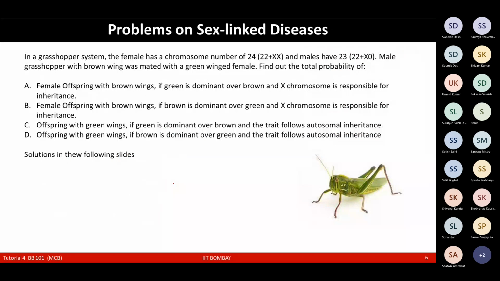Now answer these questions. I'll be discussing these questions side by side, but first I want you to try, then I'll discuss. In a grasshopper system, the female has a chromosome number of 24 and the male has 23. A male grasshopper with brown wings was mated with a green winged female. Find the probability of female offspring with brown wings, if green is dominant over brown and the X chromosome is responsible for the inheritance. Just solve this question and do let me know. Any rough guesses are also welcome.